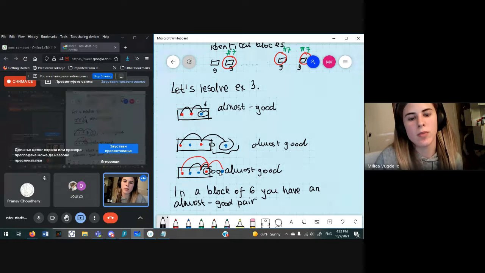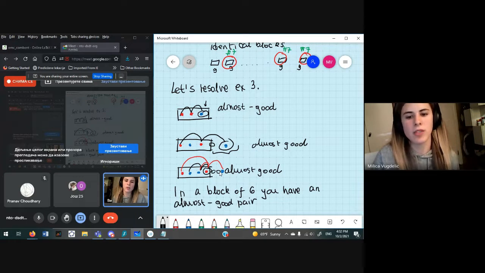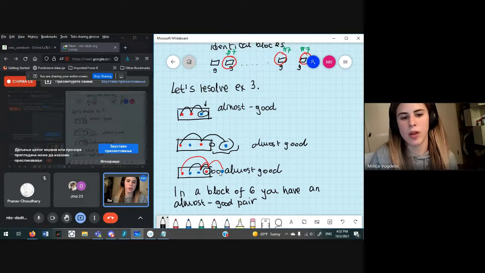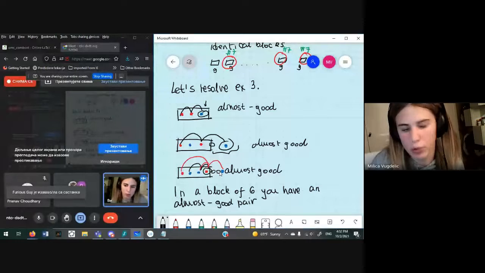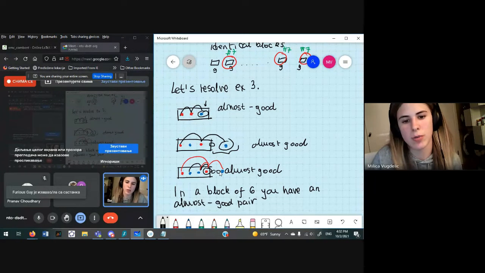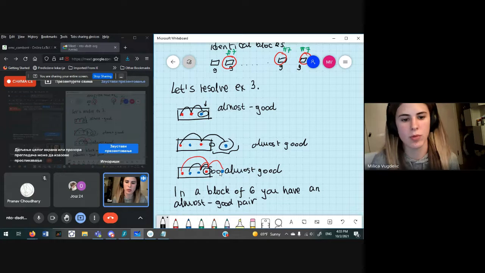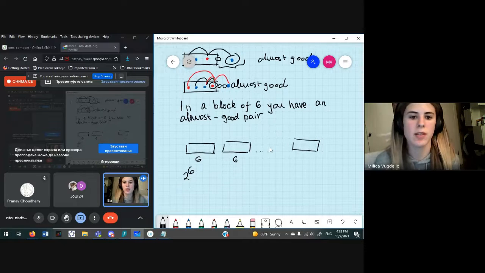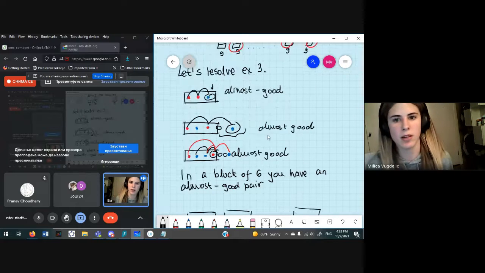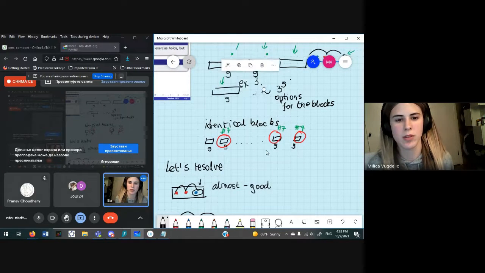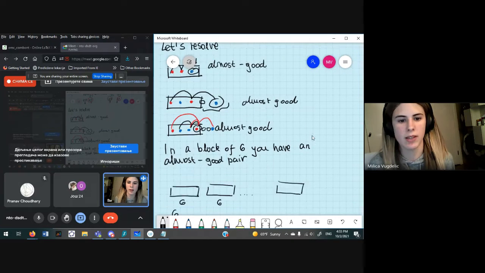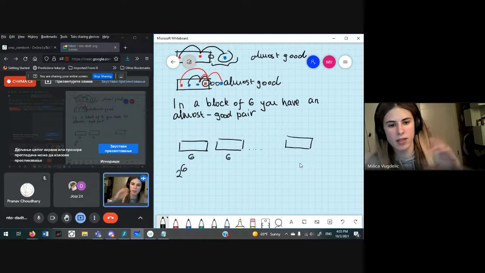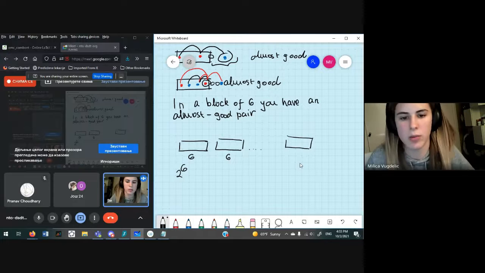And the claim is that in a block of 6 you will have an almost good pair, and we have proved this by brute force. Also, it works the same with the blue ones, but we just have to brute force it again with the blue. So that's why the number is 6, but it doesn't really matter. What matters is that we want to use the same idea as somebody proposed here, when we have identical blocks, but now we know that in this block we have an almost good pair, so that will help us.